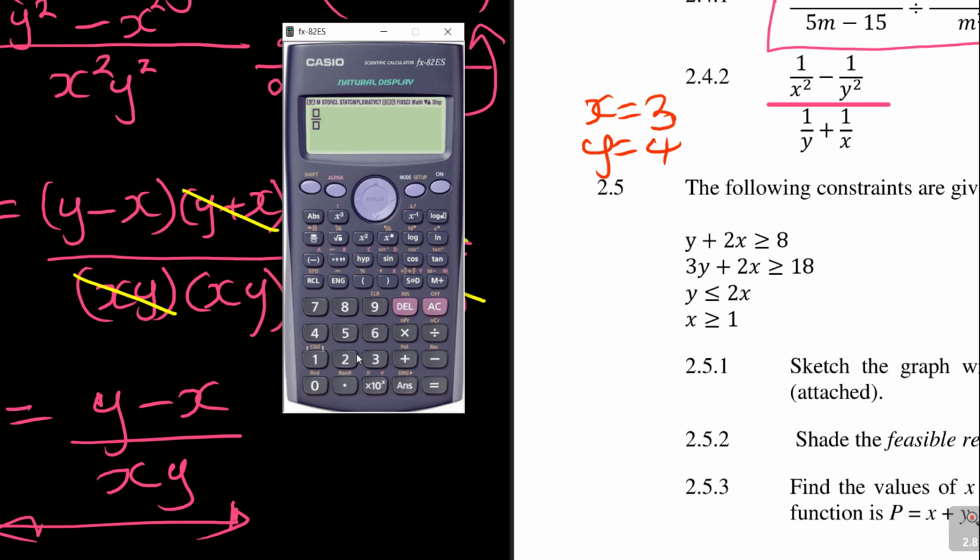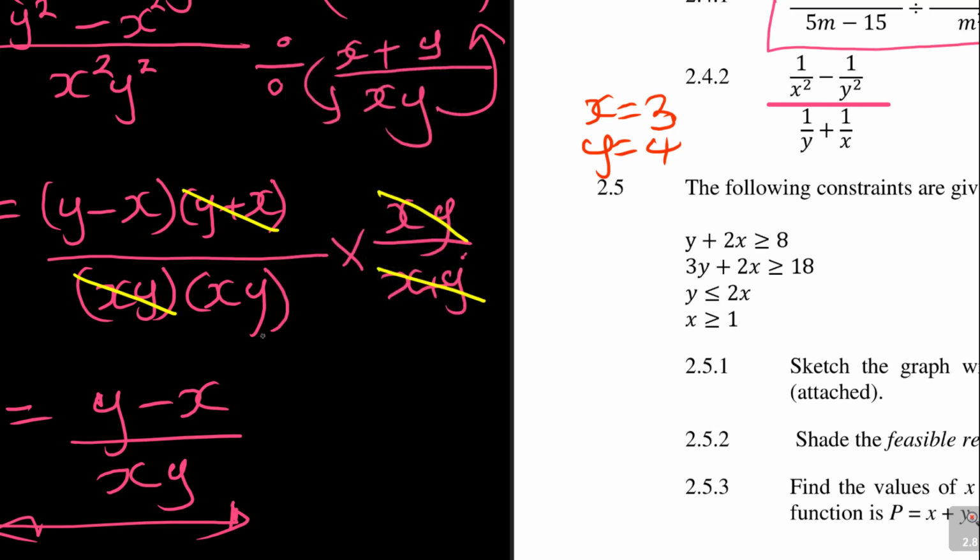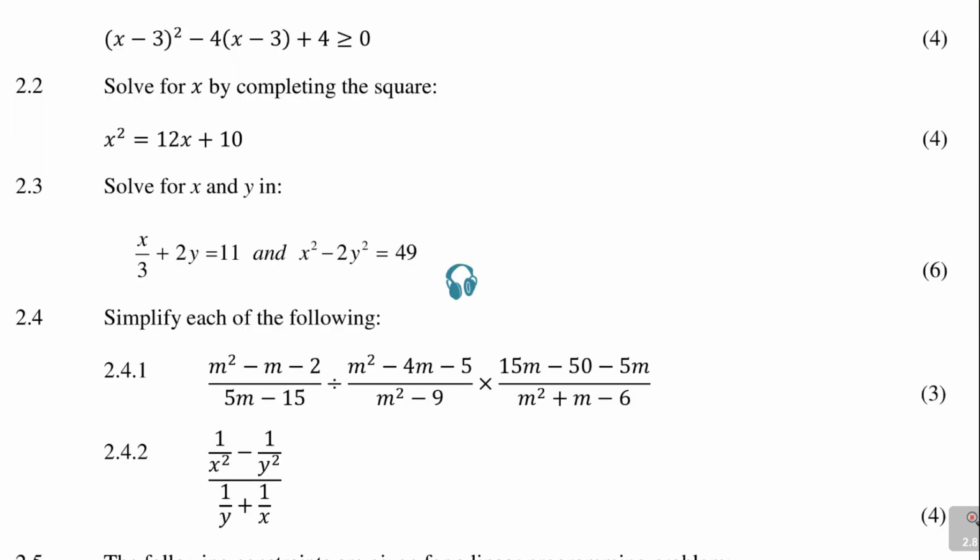So what is my y? It's 4 minus x, which is 3 over 4 times 3, xy, or 3 times 4. There, 1 over 12. That's what I wanted to do in the other one. If the answers are matching, you're good to go. Your answer is correct. Alright.